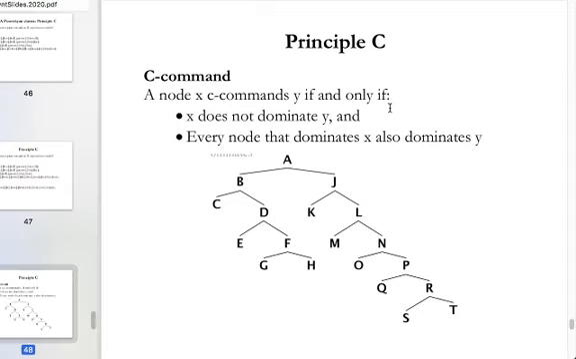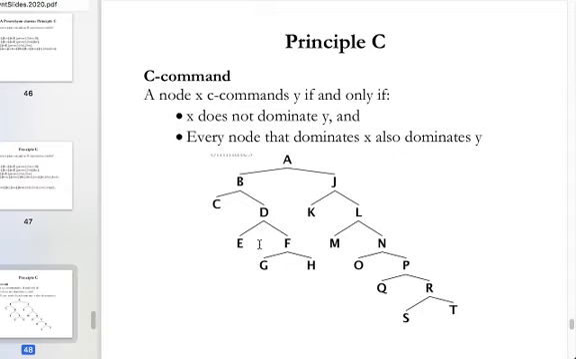And so in particular here, we say that any node X, where a node is any one of the letters in a tree like this, right, a point where more than one line comes together, C commands a node Y if and only if X doesn't dominate Y. That means X is not above Y in the tree. But every node that dominates X also dominates Y.